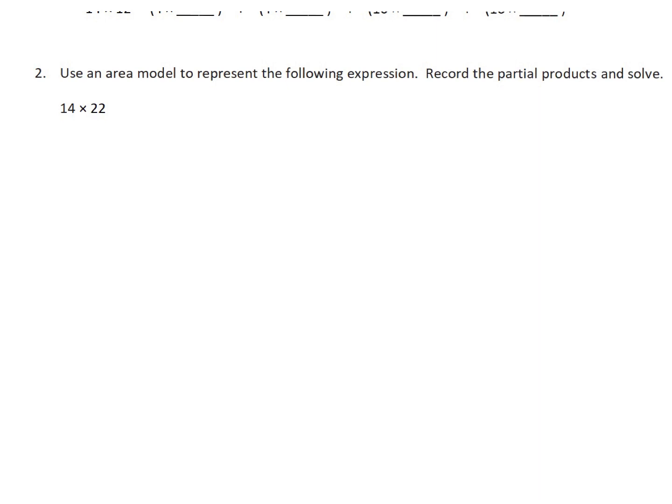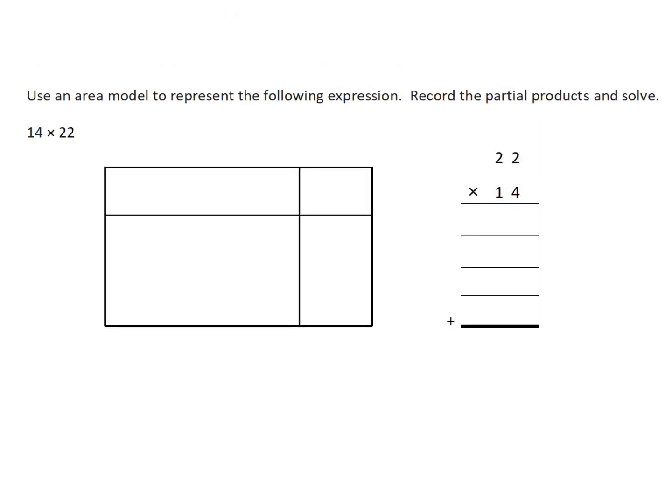Next, our directions are use an area model to represent the following expression. Record partial products and solve. We have 14 times 22. So like the other problem, here is our area model and our written out vertical multiplication. And we're going to go ahead and start filling this out just like we did based off the place value.